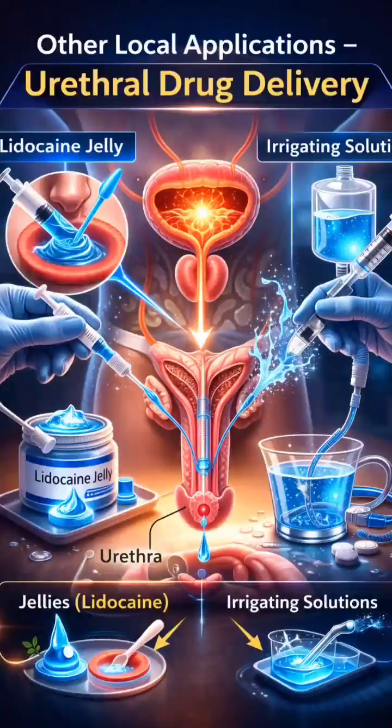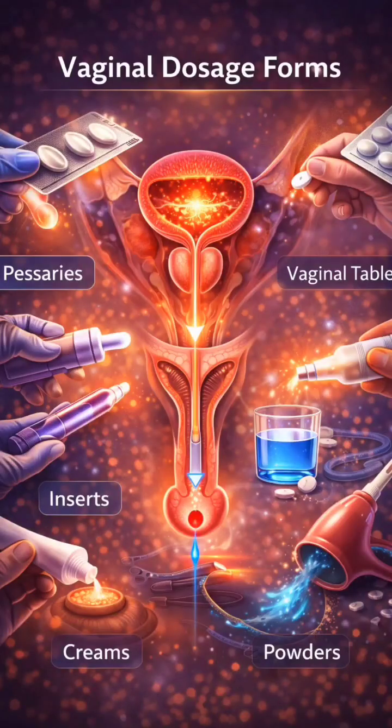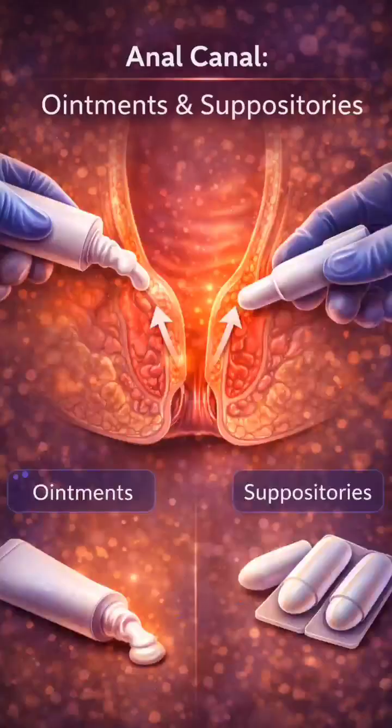There are also other local applications. In the urethra, drugs may be given as jellies like lidocaine or as irrigation solutions. For the vagina, we use dosage forms as pessaries, vaginal tablets, inserts, creams, powders, and douche. In the anal canal, drugs are used as ointments or suppositories.